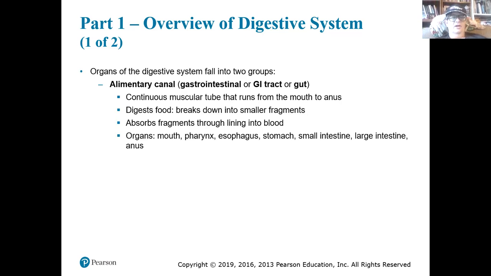So the GI tract is a continuous muscular tube that runs from your mouth to your anus. It digests food. That's saying it breaks it down from big pieces into smaller fragments, and it absorbs those fragments through the lining and into the blood. Now, you already know, because we did lymphatics, that the fats are a little different than this description, because the fats are absorbed into the lymphatic system through the lacteals, which are then delivered to the blood. So, minor difference.